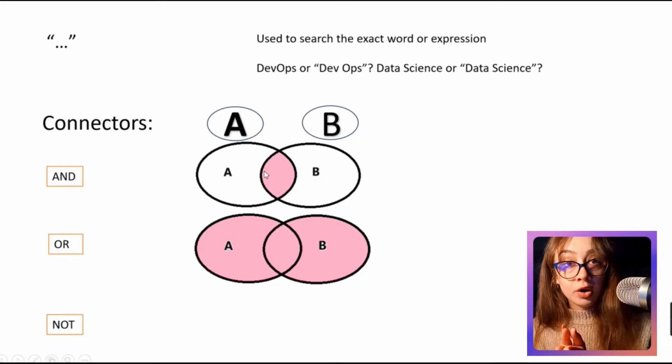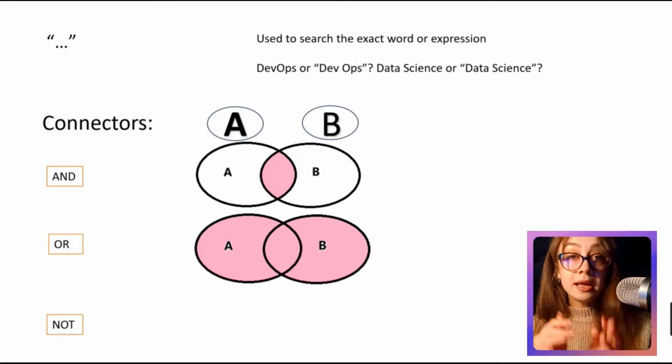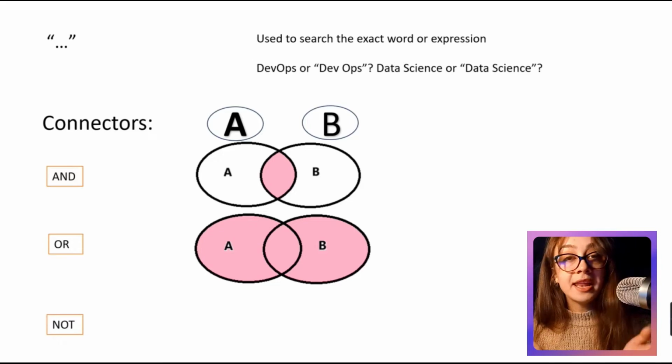The next one is the OR connector. This is a connector that will show you people that either have skill A or skill B or skill A and B. If you use this connector, the search will be very large and it will show you all kinds of people that have either A or B or A and B.